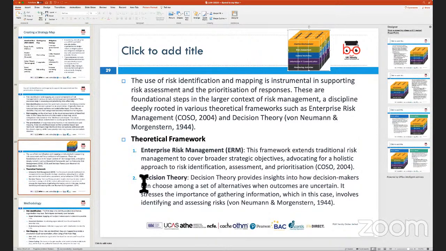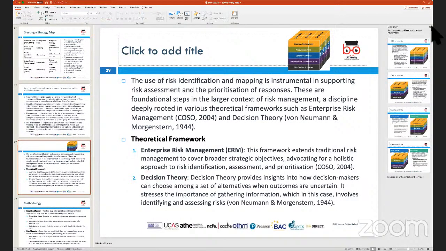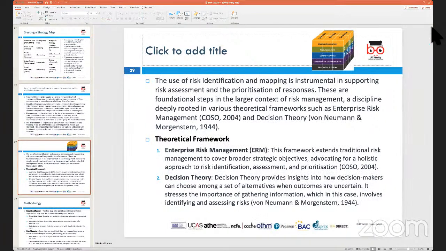The other is decision theory. And when we talk about decision theory, if I put it this way, there are 2 different theories: decision theory and game theory. So when we talk about decision theory, what we are essentially looking at is an approach that is normally applied primarily by, let's say, I'll rephrase that.